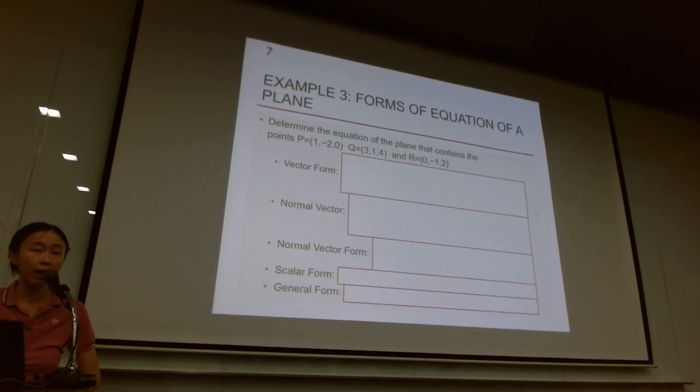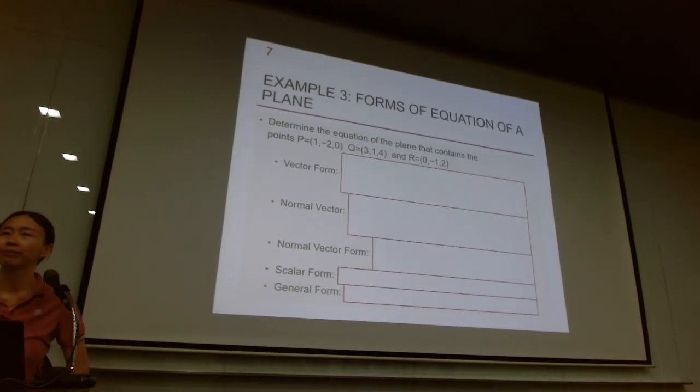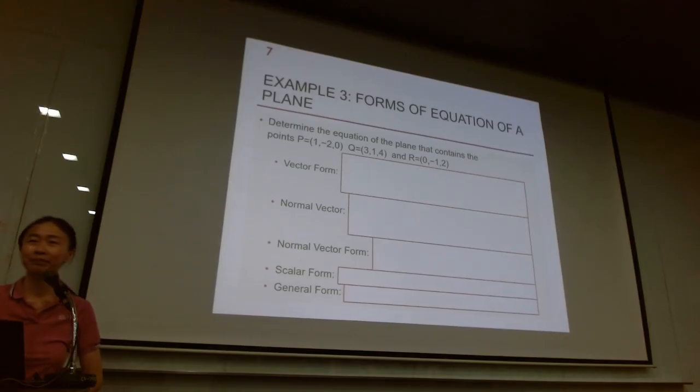But here I have a vector, normal vector form. Question: why does a line have no normal vector form? How many normal vectors do we have for a plane, for a line?